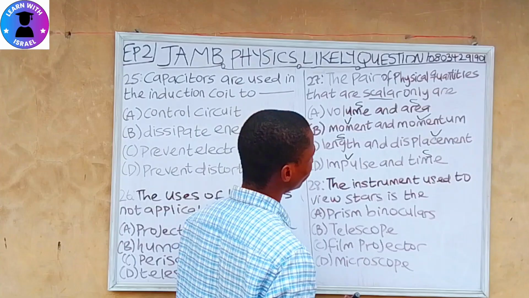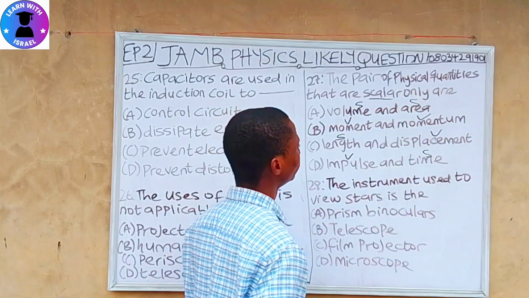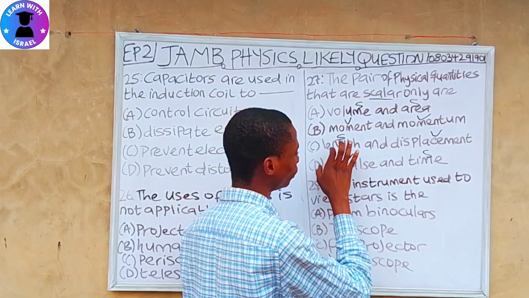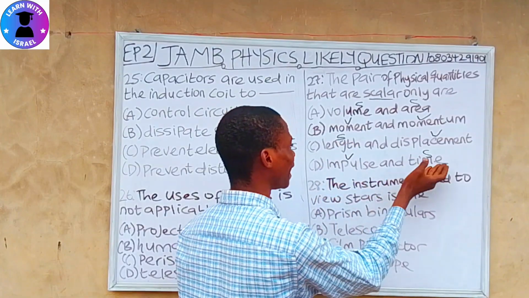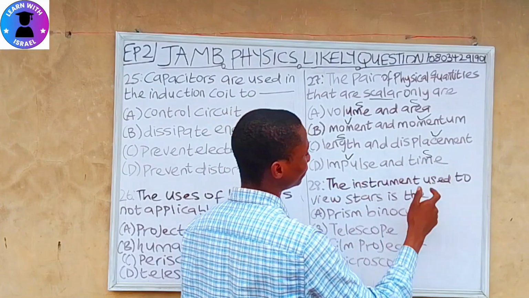So we have to check for the pair of physical quantities that are scalar only. So let's start from option D. Both impulse and time are not scalar. Impulse is vector, while time is scalar.